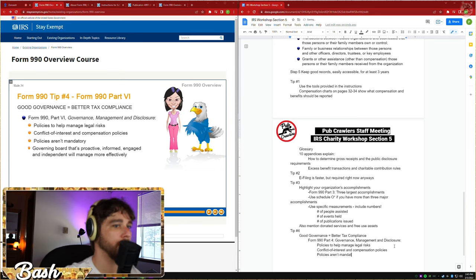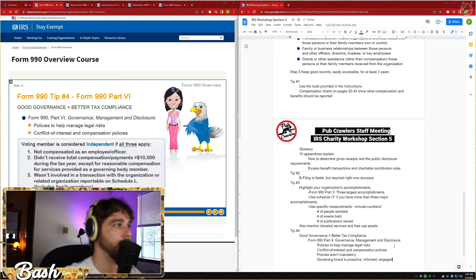Is there anything else you want to highlight in Part 6? Yes, Line 1B asks how many of the governing body's voting members are independent. A voting member is defined as being independent if he or she meets all three of the following conditions at all times during the tax year.